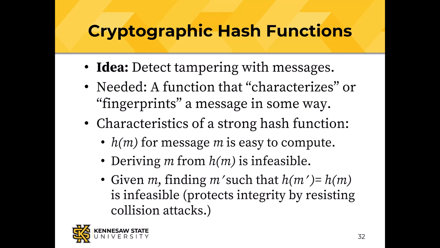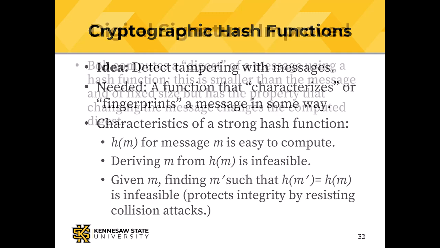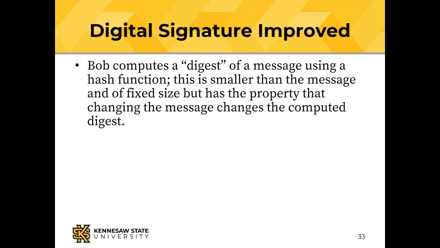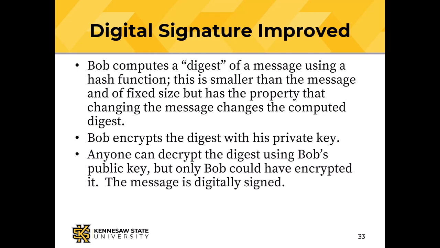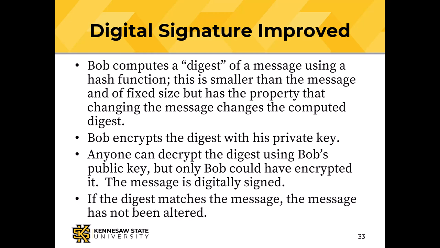If I could find another message that produced the same hash code, that's called a collision attack. And I could substitute that other message for the original one, and it would all check out. So we want our hash function to be something that makes that infeasible. Okay. Instead of encrypting an entire message with my private key to digitally sign it, I run the plain text message through a hash function, and then I encrypt the hash result with my private key. It's short, 256 bits again. Anyone can decrypt the digest using my public key, but I am the only one who could have encrypted it if you believe that I have kept my private key truly private. So that message is digitally signed. If the digest matches, the message has not been altered.